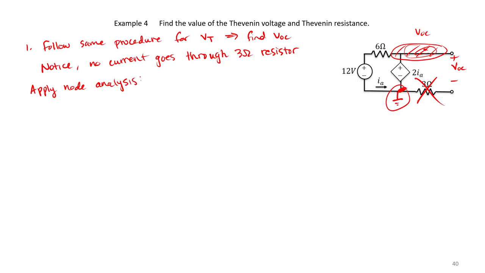So if we apply node analysis here, notice we do have that IA that our dependent source depends on. And since this circuit is a closed loop, we can determine that IA must be traveling around my circuit counterclockwise. So notice what happens if I want to apply node analysis at that top node. Let's go ahead and draw in some currents.